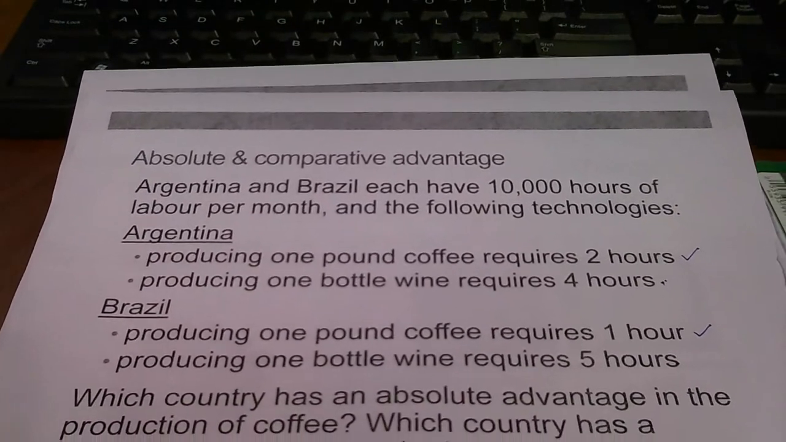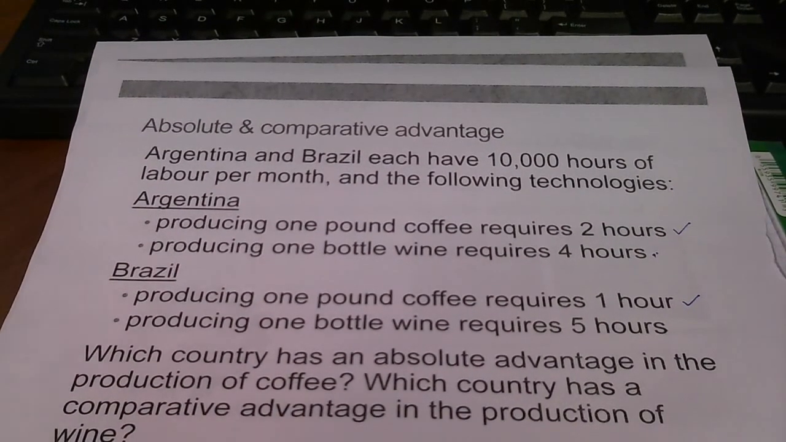Here's an example of absolute and comparative advantage. We have Argentina and Brazil. Each has 10,000 hours of labor per month, and they have the following technologies. Argentina can produce 1 pound of coffee by allocating 2 hours, or it can produce 1 bottle of wine, but it requires 4 hours. Brazil, on the other hand, produces 1 pound of coffee by allocating 1 hour, and to produce 1 bottle of wine requires 5 hours. So the question is, which country has an absolute advantage in the production of coffee? Which country has an absolute advantage in the production of wine also? And the same thing with comparative advantage.